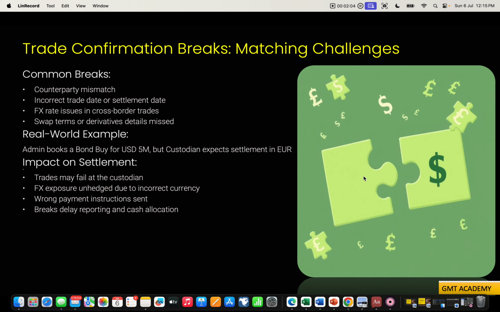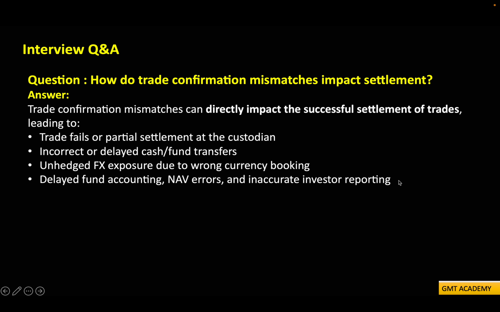The impact on settlement means the trade may fail at the custodian side. You will find a trade confirmation break step, or FX exposure unhedged due to incorrect currency. You may also face wrong payment instructions sent between the custodian, broker, and admin side, or delayed reporting and cash allocation breaks as well. In interviews you will get questions like how we can mitigate this issue.